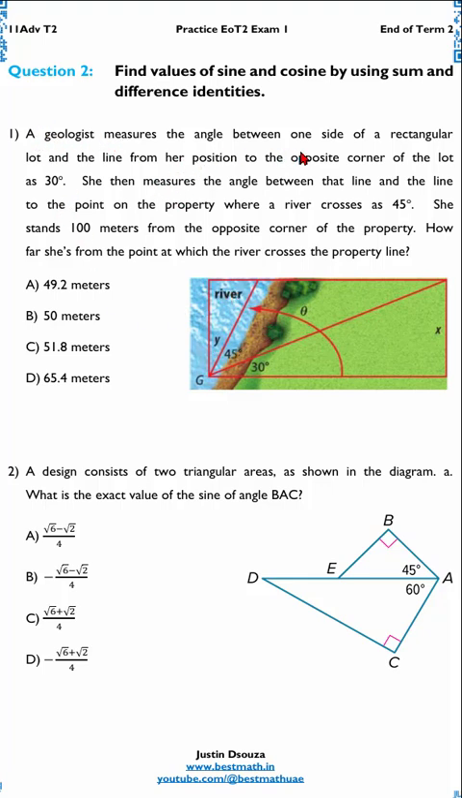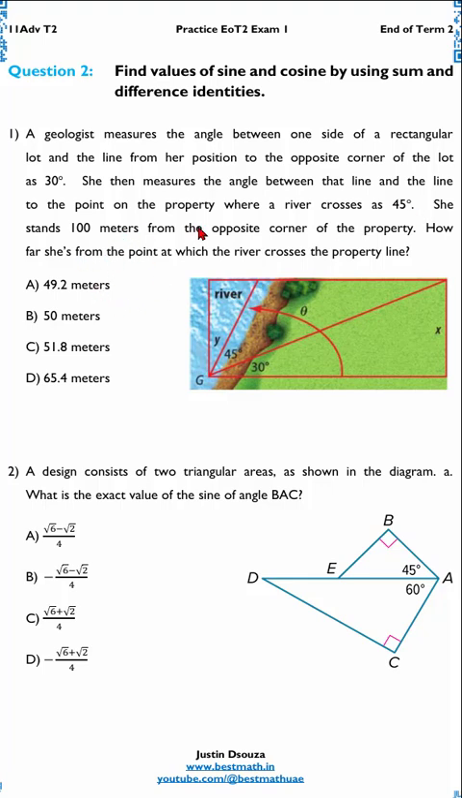A geologist measures the angle between one side of a rectangular lot and the line from a position to the opposite corner of the lot as 30 degrees. So she's over here and this is the opposite corner. 30 degrees is the angle. She then measures the angle between that line and the line to the point on the property where a river crosses. This is at 45 degrees. Okay, this one over here. This is the river, you can see.